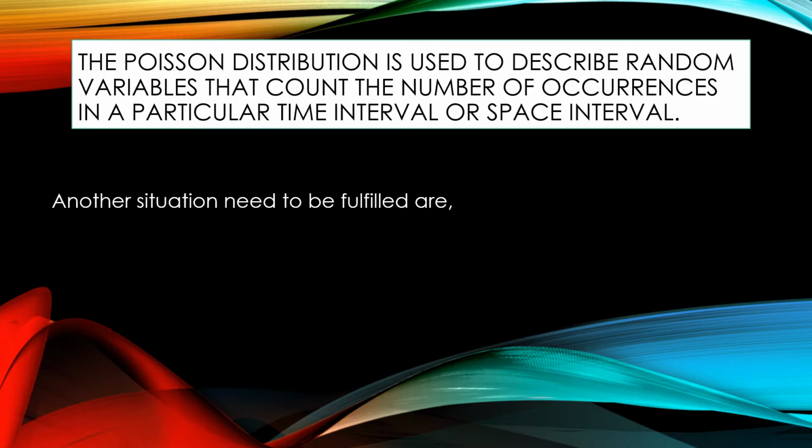The Poisson distribution is used to describe random variables that count the number of occurrences in a particular time interval or space interval, which means that the Poisson distribution is the occurrences happen within an interval. Here, let's look at the situation that needs to be fulfilled in the Poisson distribution.